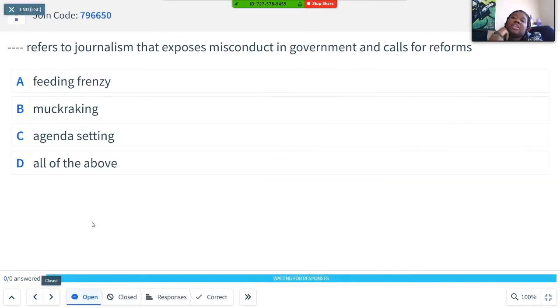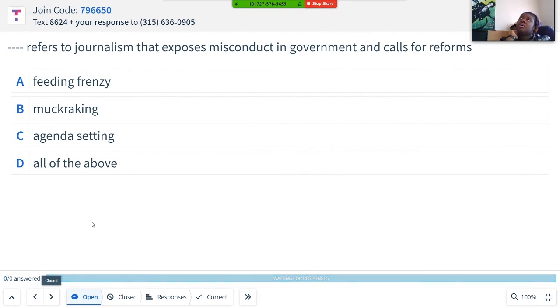So we talked about it a little bit in passing when we were talking about the role of the press in a democratic society. Blank refers to journalism that exposes misconduct in government and calls for reforms. Is this a feeding frenzy? Is this muckraking? Is this agenda setting? Or is this all of the above?